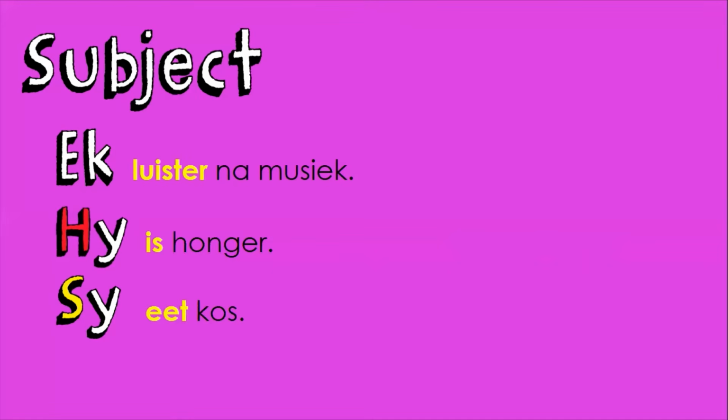Okay, so quickly, let's recap the subject. So, a subject pronoun is always in the beginning and ek luister na musiek. So, if it is in the beginning, it is always followed by a verb. Either 'n gewone werkwoord of 'n hulpwerkwoord. So, ek luister na musiek. Hy is honger, sy eet kos. Never anything else, always a verb.